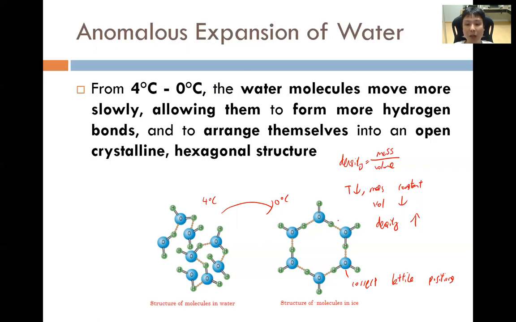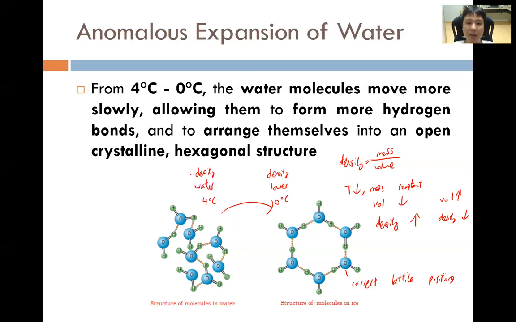Since it expands to go to the correct lattice positions, the volume increases from 4 degrees Celsius to 0 degrees Celsius, and the density will actually drop. As a result, the density of water at 0 degrees Celsius is lower than the density of water at 4 degrees Celsius.